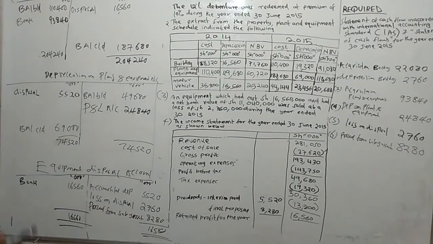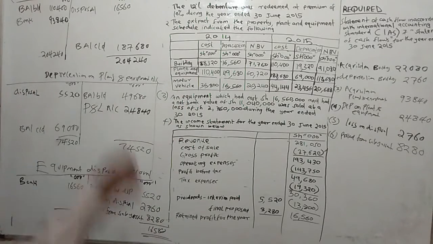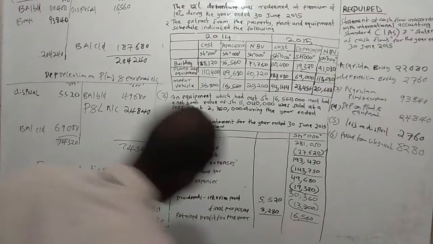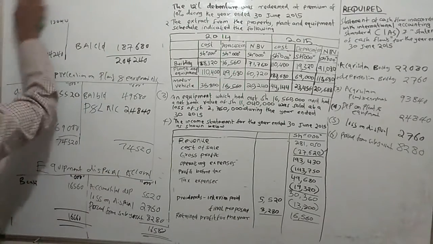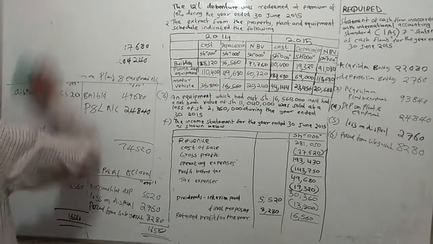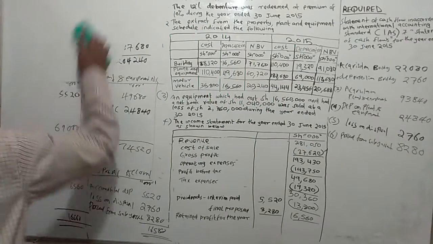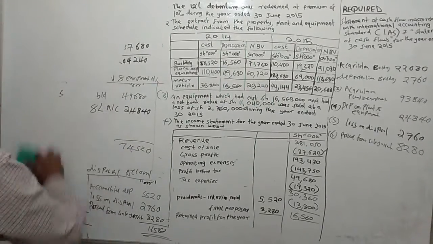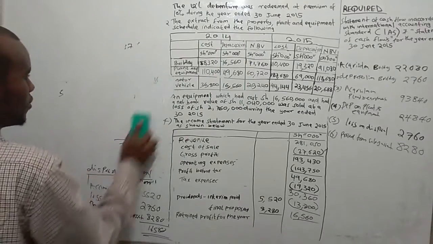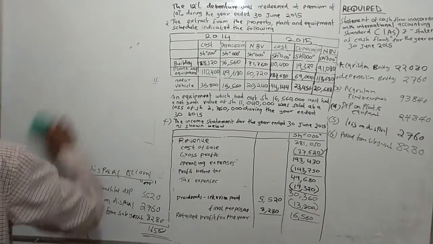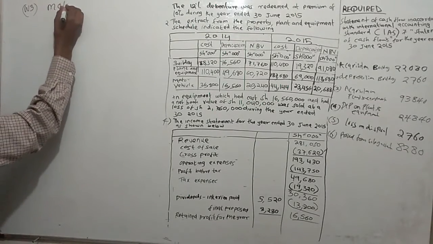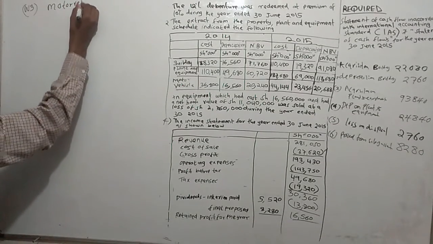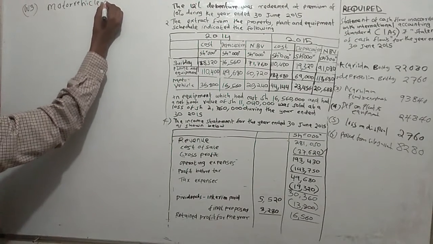Now we are done with the plant and equipment. Let's go to the last asset account, which is motor vehicle. So allow me to wrap. We are going to do our working 3. The motor vehicle account is going to be our working 3. You calculate the motor vehicle and also the depreciation on the motor vehicle account.